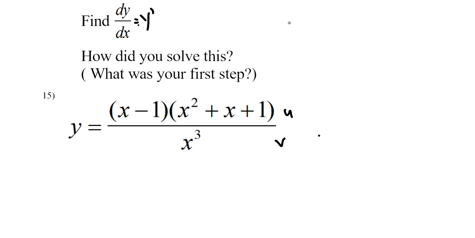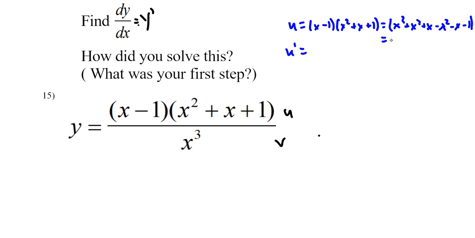So going through here, u is equal to x minus 1 times x squared plus x plus 1. And if I want to find u prime, I would take the derivative of this u. But that is the product rule, so I'm going to simplify this to make it a little bit nicer for myself. So we have x cubed plus x squared plus x, minus x squared, minus x, and minus 1.